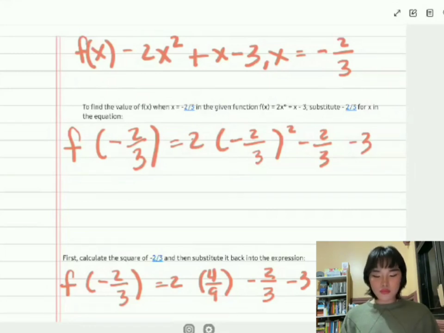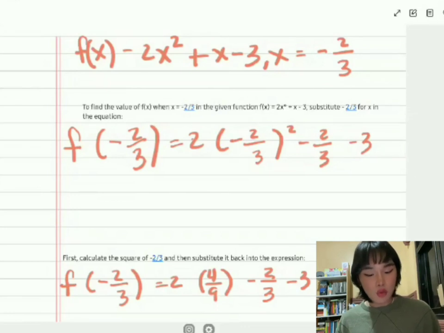Our problem is f(x) = 2x squared plus x minus 3, and x = negative 2 over 3. To find the value of f(x) when x = negative 2 over 3 in the given function f(x) = 2x squared plus x minus 3, substitute negative 2 over 3 for x in the equation.